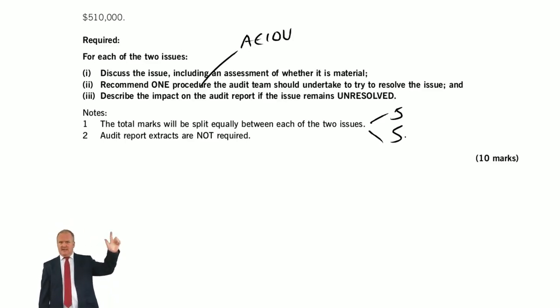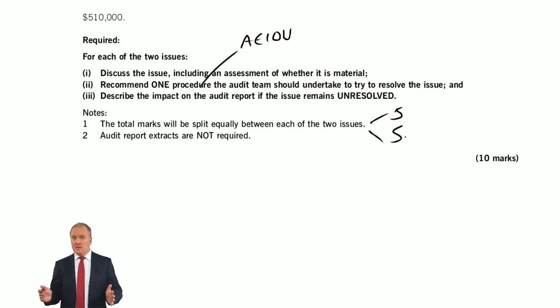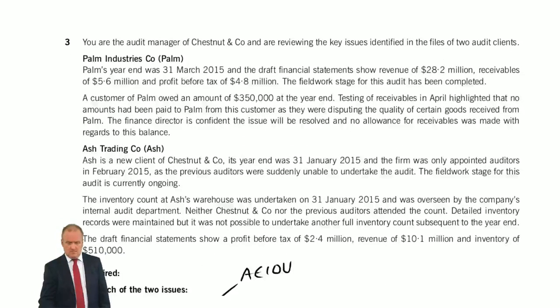Issue, materiality, 1 audit test, impact on audit report. Seems very clear, but a lot to do for the marks. So let's go read it. You are the audit manager of Chestnut and are reviewing the key issues identified in the files of 2 audit clients.